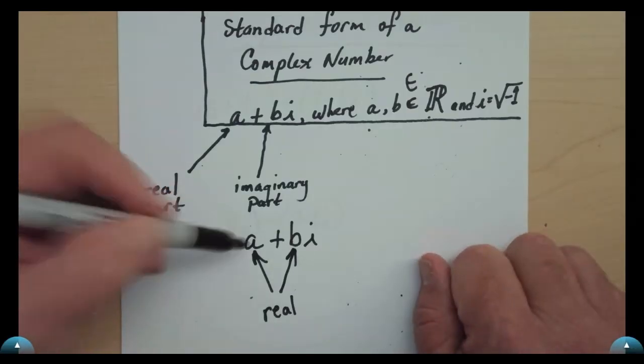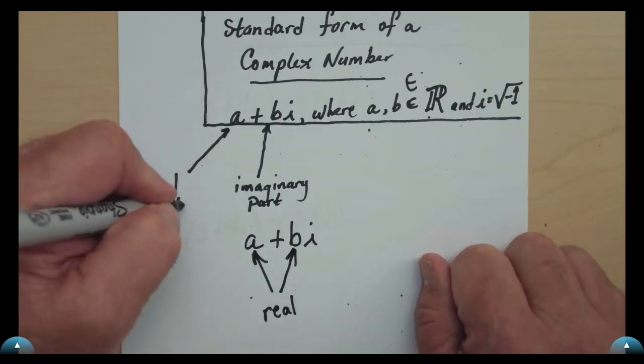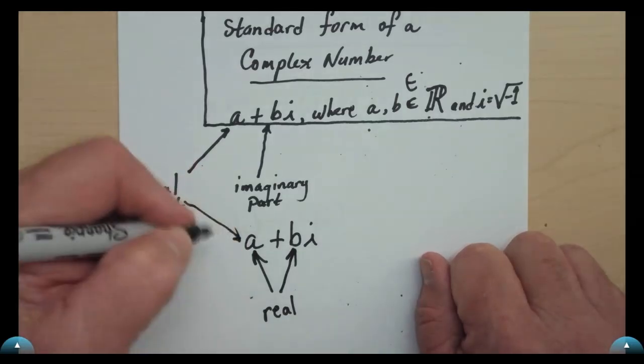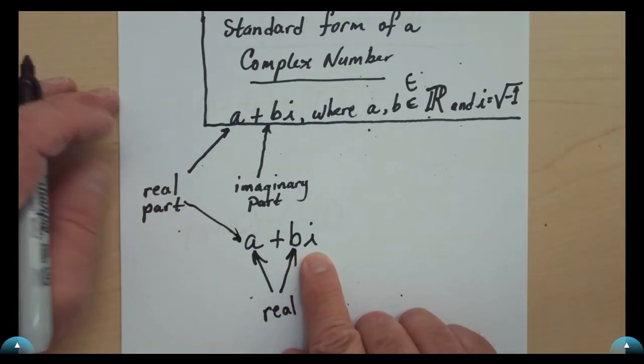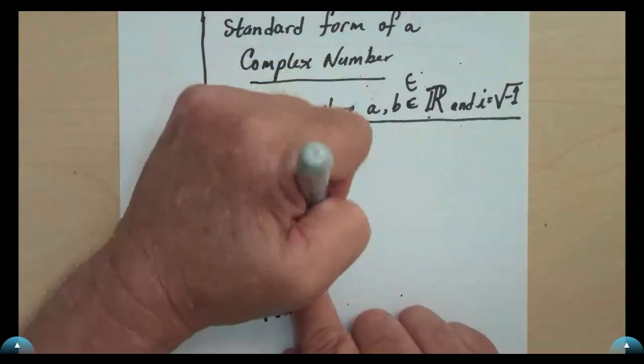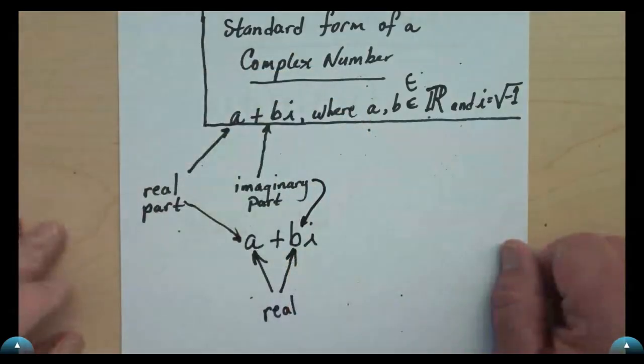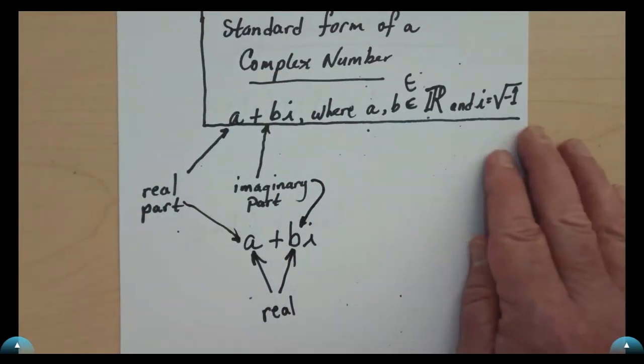This number a, we always call that the real part of the number. This number b, notice that's the one that's attached to the little i part. So b, we call that the imaginary part of the number. So here's an example of a complex number.